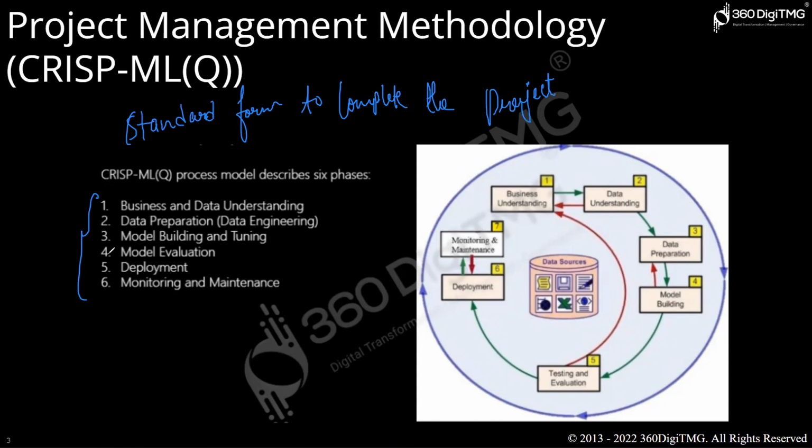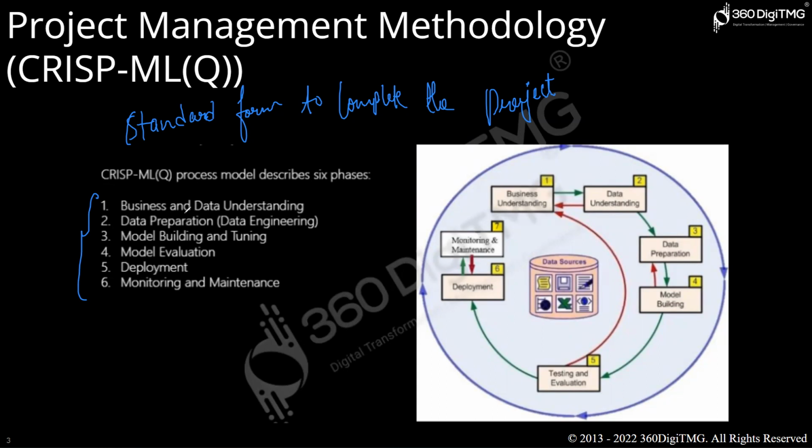So in the recent class, we have seen what is meant by business and data understanding. What is data preparation? What are the types of that? How we are going to build the model? How we are going to tune the model, right? We have seen the definition of model evaluation, deployment, monitoring and maintenance. We have seen all this, right? So these are the 6 phases, guys, of this project management methodology, where we are going to complete our project in standard form.